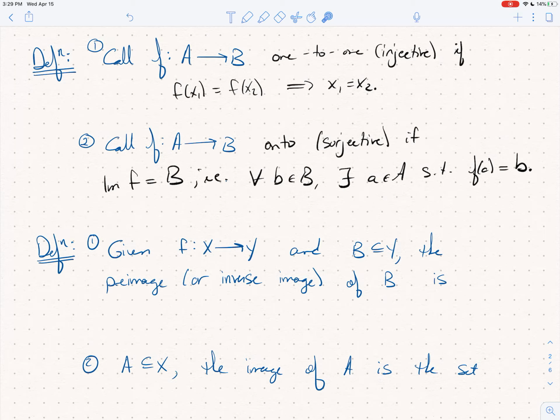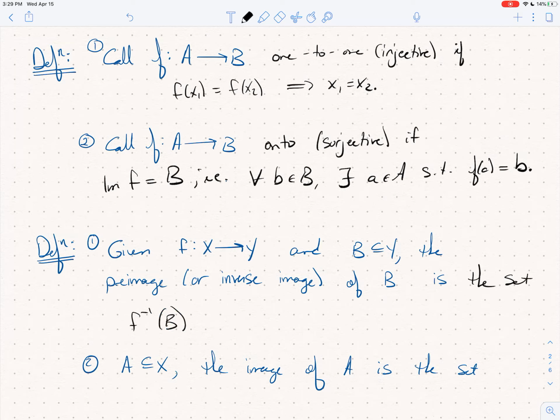So what we're interested in is a function f from X to Y, and I want to pick a subset B of the codomain. Then the preimage, or some books will say the inverse image, and I'm always going to say the preimage, of B is a set. Let's actually write that. It's the set, and we write it like this.